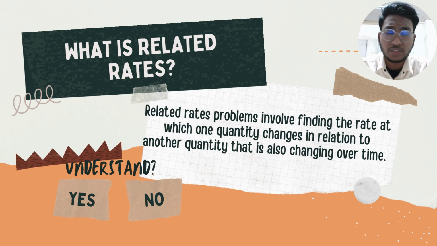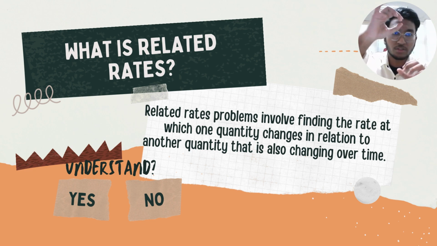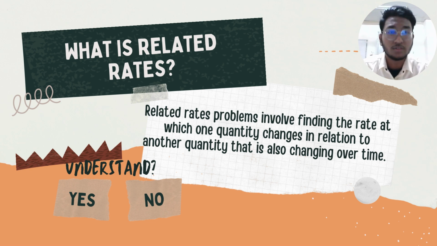So, to say in simpler terms, it's about two quantities that are changing over time, at the same time, at the same pace. Like if this one is going up, then this one is going down, something like that. So to understand more, stay tuned. Because we're going to talk about it deeper and deeper, so stay tuned.